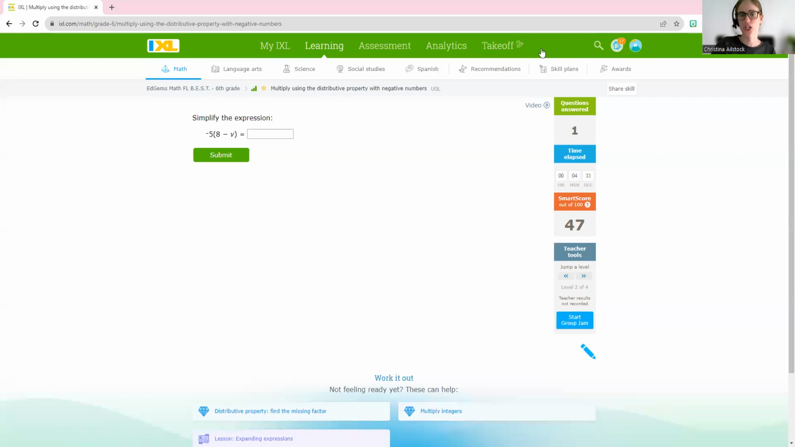All right, let's take it up a notch and try it when we have some positives and negatives. The process is the same. You just might need to be a little bit more careful of your signs. So our problem here is we have negative 5 times the quantity of 8 minus v, all in parentheses. If I look at my parentheses, I don't have any like terms. I cannot take 8 minus v. So the only thing I can do is distribute, because those parentheses also mean multiplication. That negative 5 is being multiplied by everything inside the parentheses.